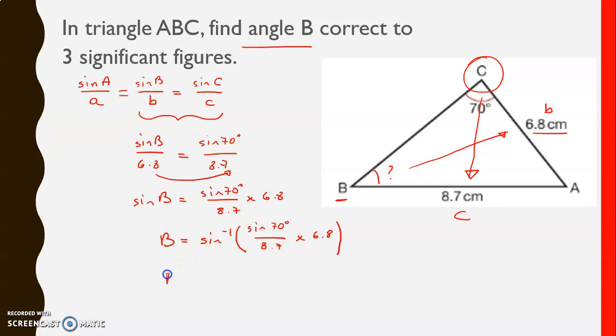Okay, so B equals, once you put all of this in your calculator, you should find that the answer is 47.3 degrees, obviously, to 3 significant figures. Okay, now remember that in some calculators the shift sine function here appears as arc sine. Okay, that's the same exact thing.